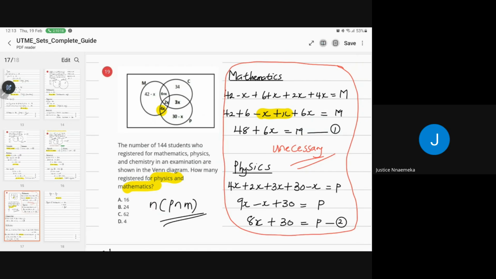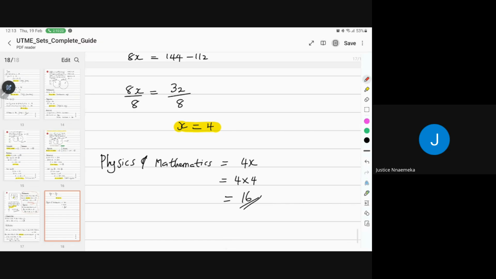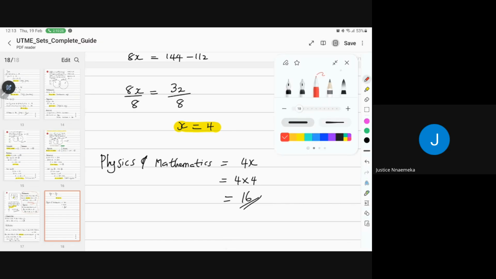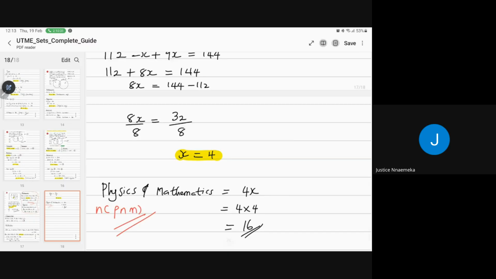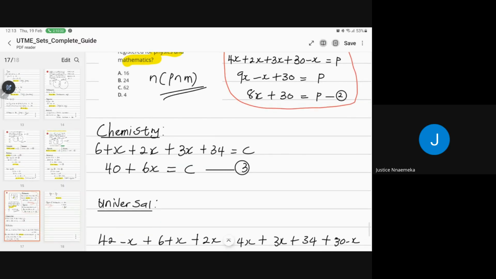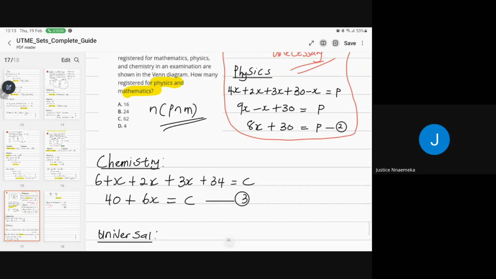So all you need to do is get your chemistry, get the universal, then mathematics and physics, which is what? Your P intercepts. You just get the number of P intercept M. So you see that equation we're getting will always make the work easier for you. And that is it, Justice. That's the very last question I want us to solve.